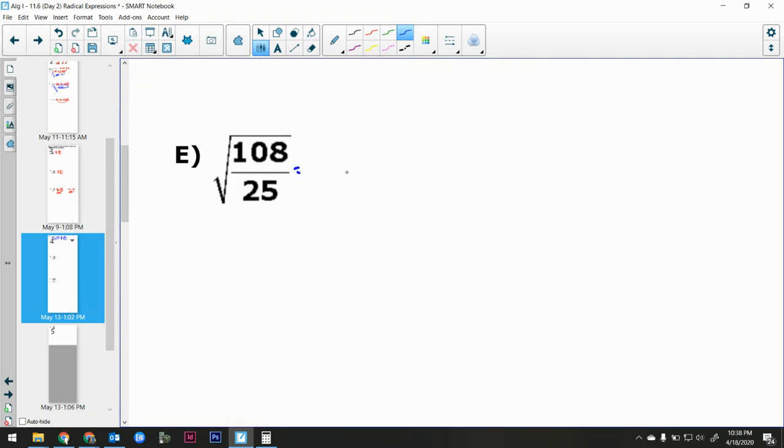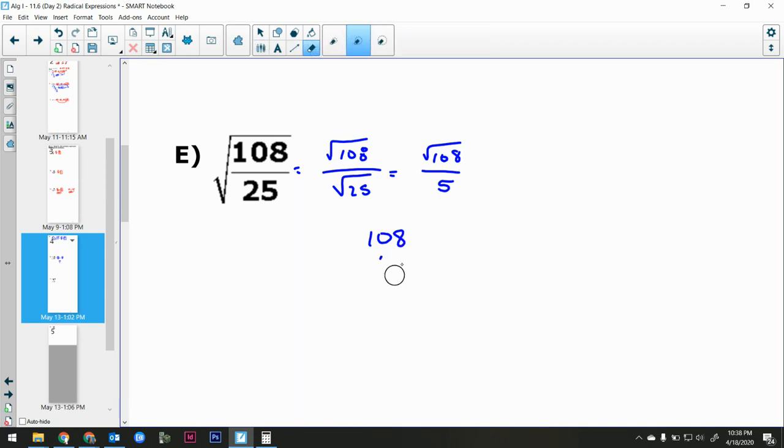108 divided by 25. Now, the only factors of 25 are 5 and 5, so I don't think this reduces down very nicely. Or, I'm sorry, the fraction doesn't reduce down at all. Okay, so I'm going to get the square root of 108 divided by the square root of 25. Now, we would say the square root of 108 over 5. Square root of 25 is 5. But does that 108 reduce down?